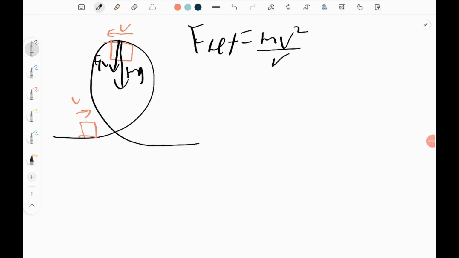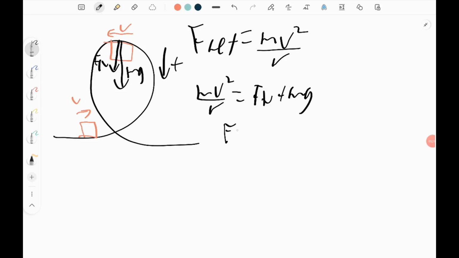So net force, we already said, was equal to the centripetal force, because this block is going to travel in a circle on this loop. So that means we should take downward to be our positive direction, because the net force and acceleration are going downward. So mv squared over r is equal to Fn plus mg. And if we subtract mg on both sides, we get that Fn is equal to mv squared over r minus the weight force mg.